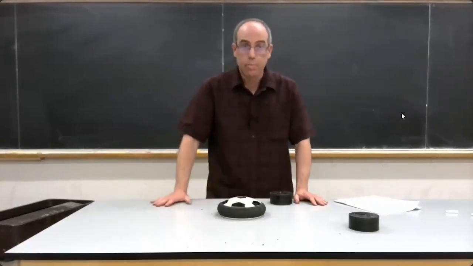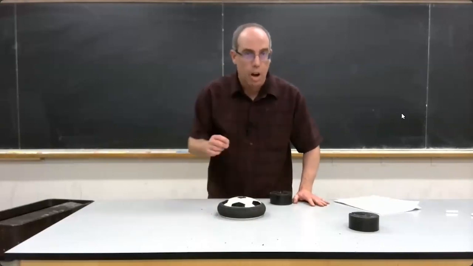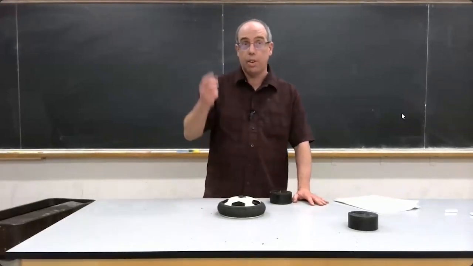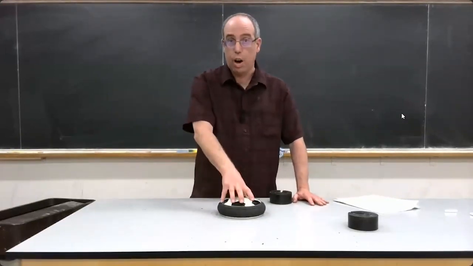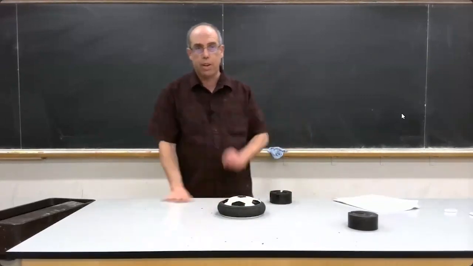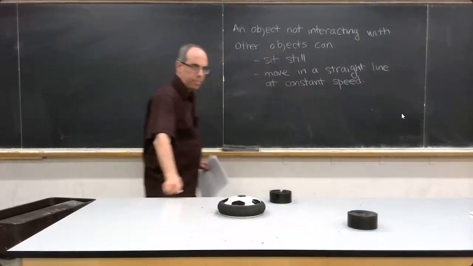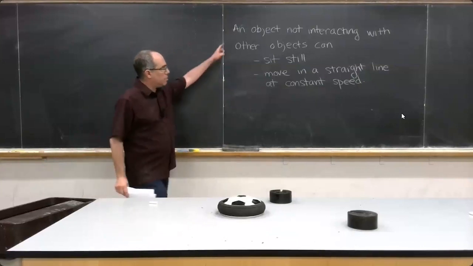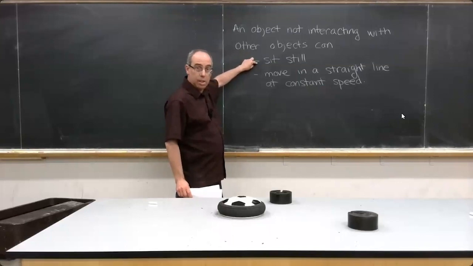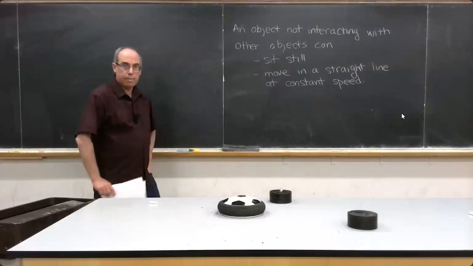Those two things. Okay? Now, this actually goes for any object. With any object at all, there are only two things it can do when it is not interacting with another object. One, not move at all. And two, move in a straight line at constant speed. So I'm going to write all that out on the board, and then we'll talk about that a little more. So an object not interacting with other objects can either sit still, not move at all, or move in a straight line at constant speed.